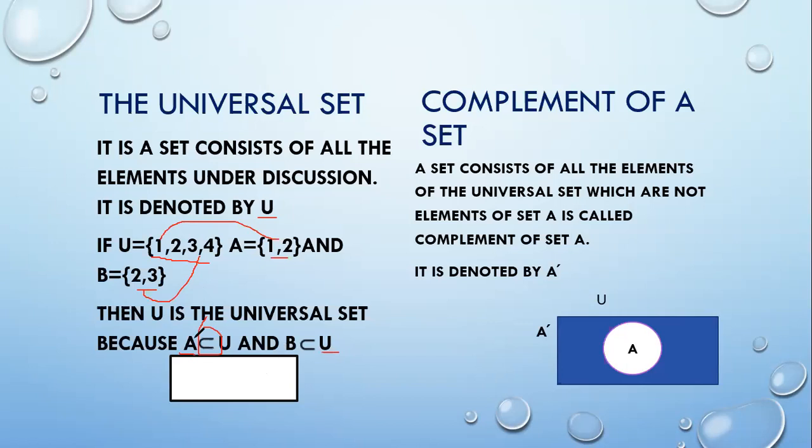Now, for the universal set, we have to draw a rectangle. Now, the complement of a set consists of all the elements of the universal set which are not the elements of set A. Complement of set A means A dash. That means U minus A. Right? And here for the universal set we have to draw a rectangle, and for set A we have to draw a circle.